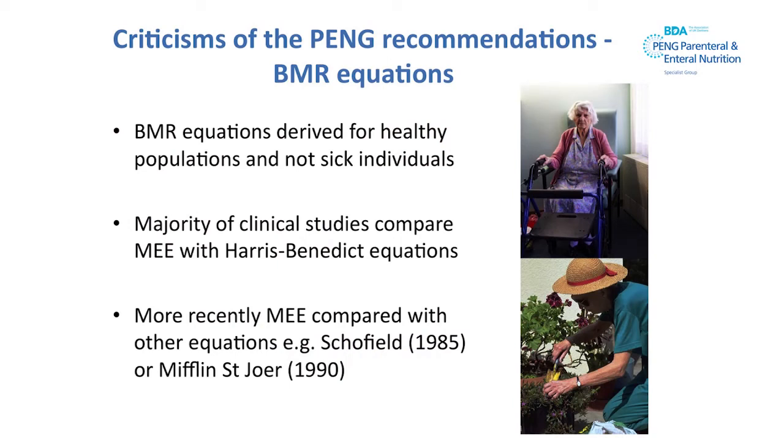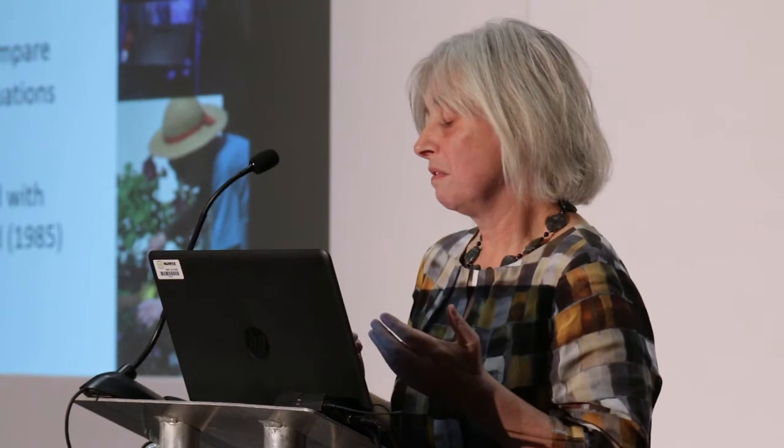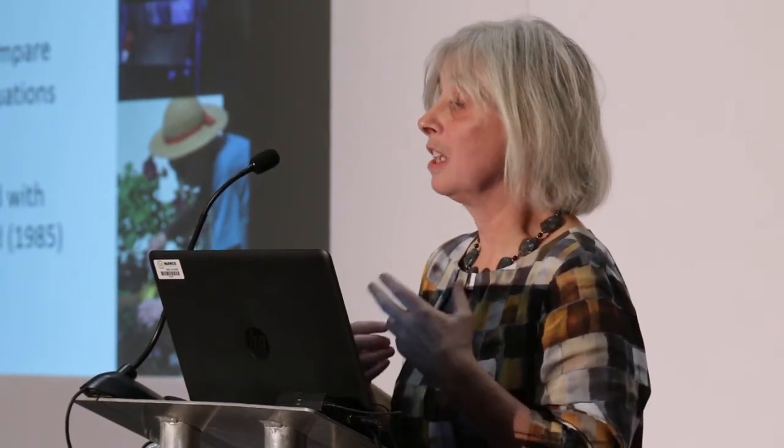However, there have been some very valid criticisms of that approach. The first thing to recognize is that basal metabolic rate equations, as I've said already, were derived from and for healthy populations and not for sick individuals. The majority of the clinical studies, if you go back and look at them, actually compare resting energy expenditure in clinical settings with the Harris-Benedict equations. Okay? And when we changed to Henry, we were not actually comparing like with like. And in some of the more recent studies, they've compared resting energy expenditure with Schofield or Mifflin-St Jeor, which you might have heard about. So, okay. We've used slightly different equations for the BMR equations. What difference does that make and why is that important?